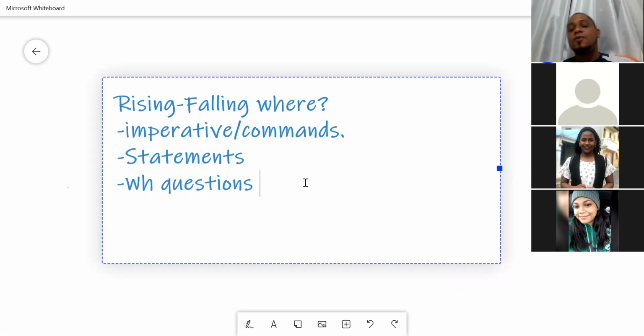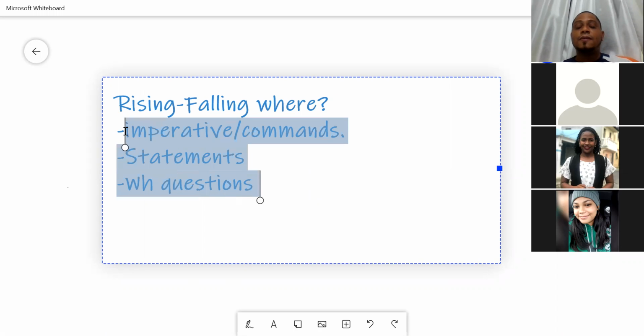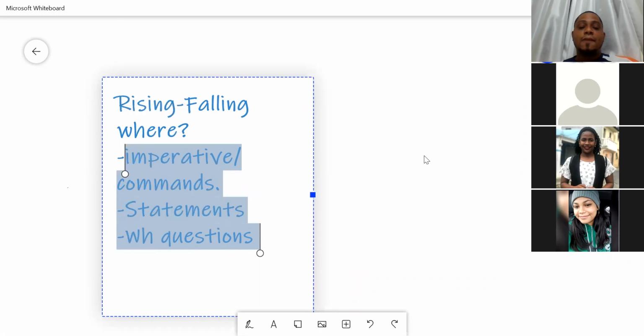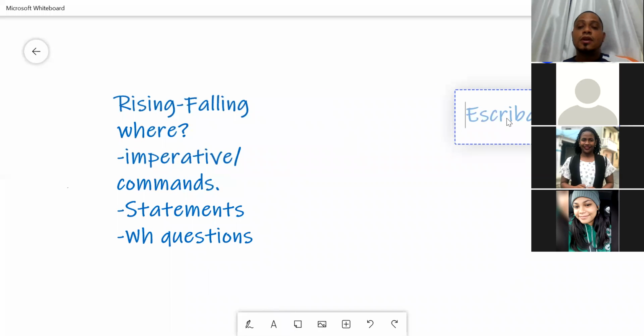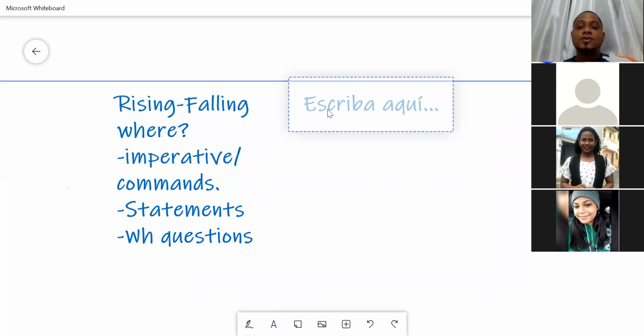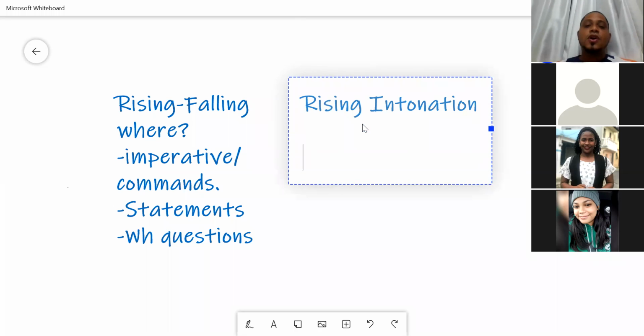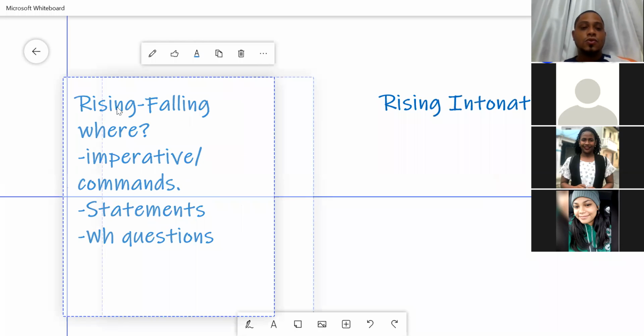So if you know this already, that this is rising, falling, you're supposed to know that rising intonation, let's put it here, guys. This is part of the questionnaire, but I just want to give you the explanation now. So, okay, we have rising, falling. Rising, falling means to go up and to go down. Rising, go up, falling, go down. You use it for, hold on, let me move this.